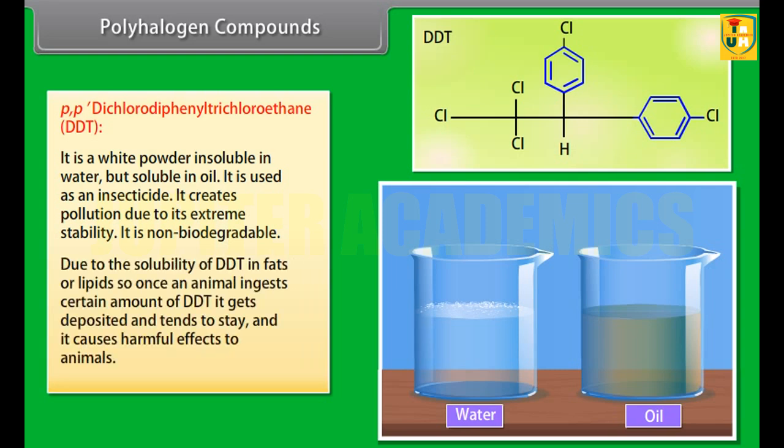Due to the solubility of DDT in fats or lipids, once an animal ingests a certain amount of DDT, it gets deposited and tends to stay, and it causes harmful effects to animals.